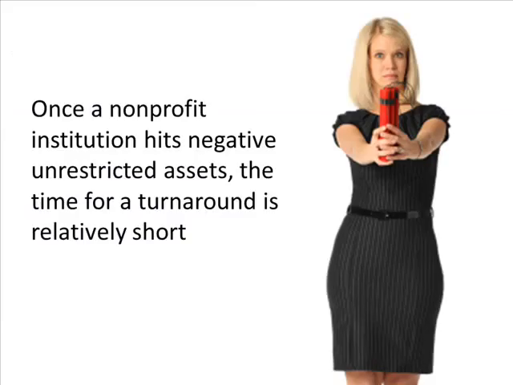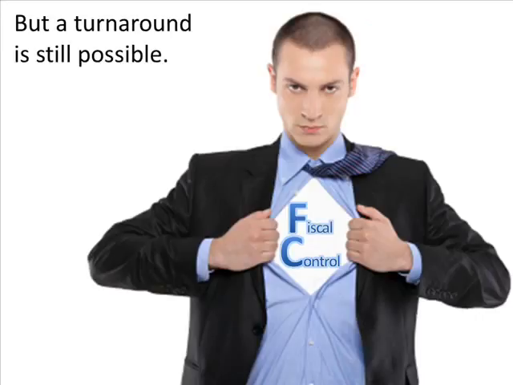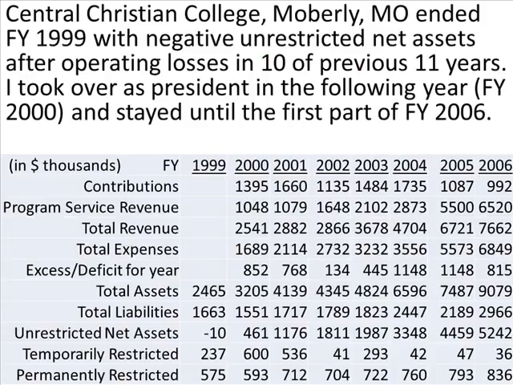Once a nonprofit institution hits negative unrestricted assets, the time for a turnaround is relatively short. However, a turnaround is still possible if the organization is able to get fiscal control and find a market for what they're doing. I showed you a negative story. Now let's look at a positive story.